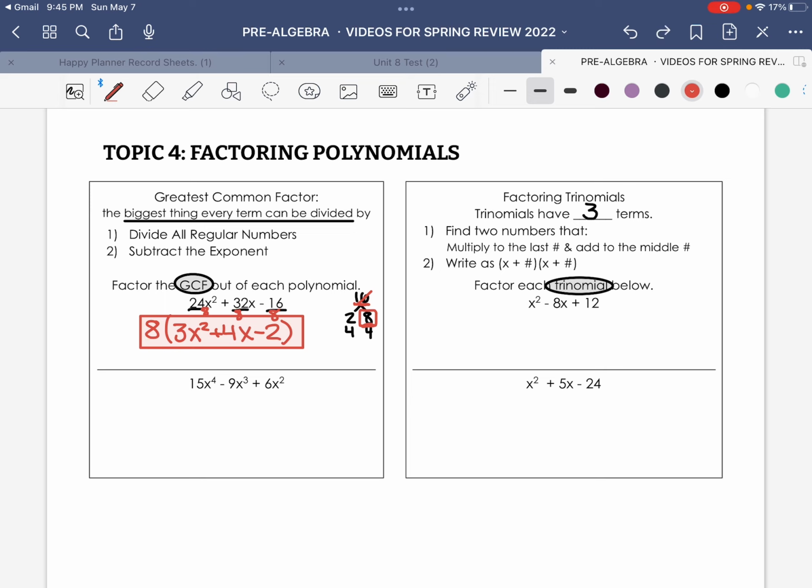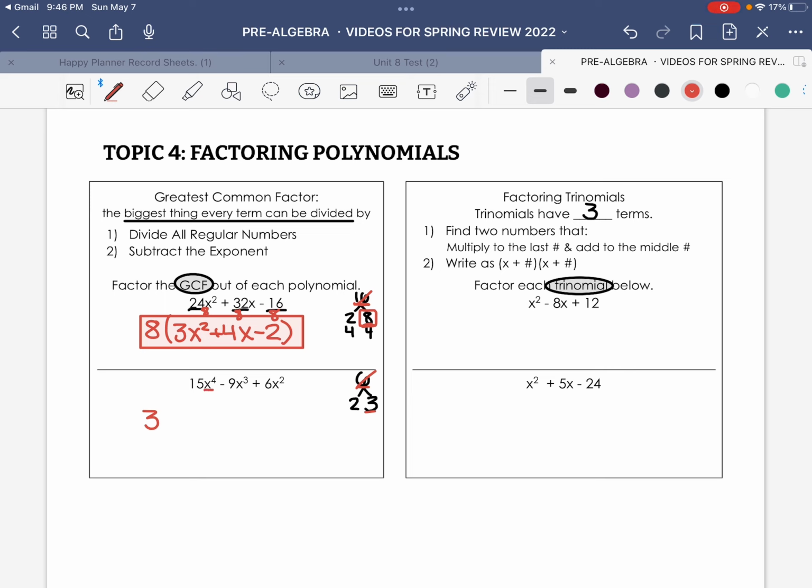Okay, now below it, I've got 15, 9, and 6. Again, I always start with the smallest number, 6. I can divide 6 by 2, which will give me 3, and that's it. Then I start with the biggest number, 6. Does not go into 15 or 9. So then I try 3. 3 goes into 15 5 times and 9 3 times. So that's my greatest common factor.